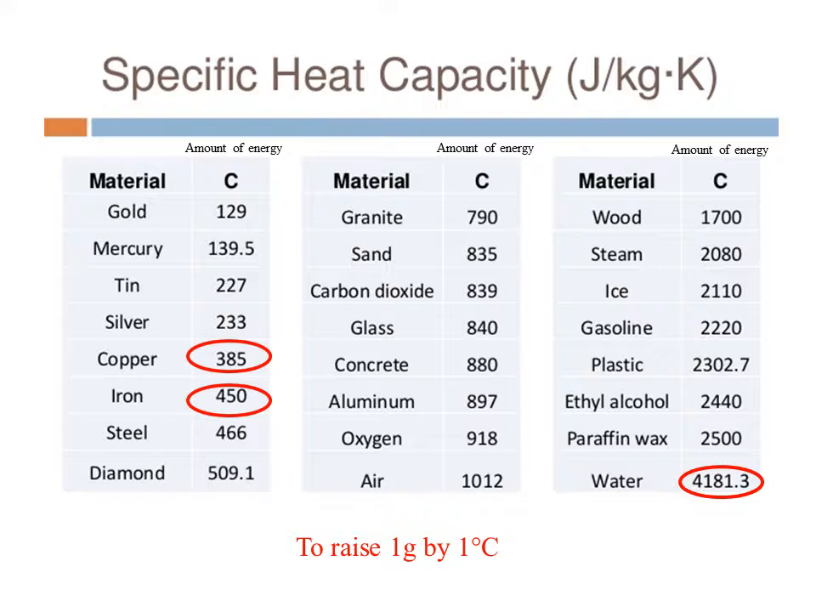This slide shows other representatives in that same experiment. Copper, 385 joules of energy. Iron, 450. And water, 4,181. So that much energy is needed to raise 1 gram by 1 degree Celsius.